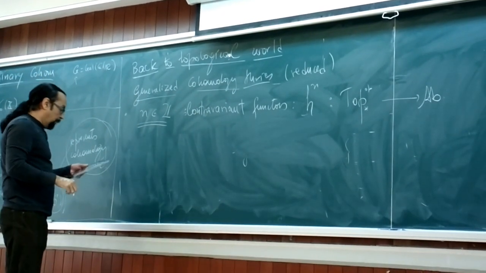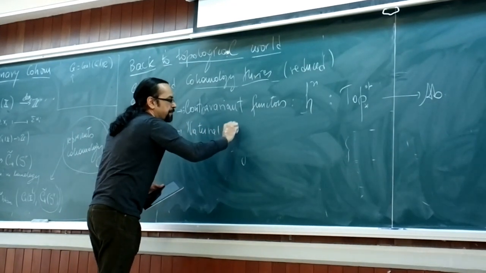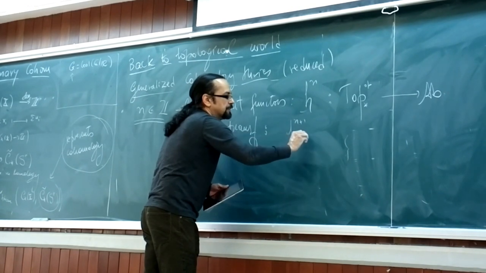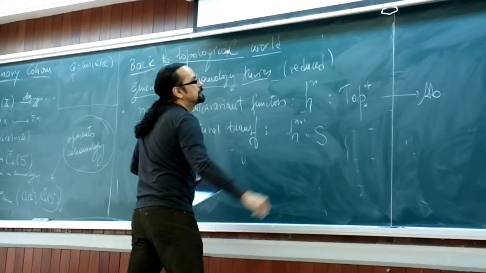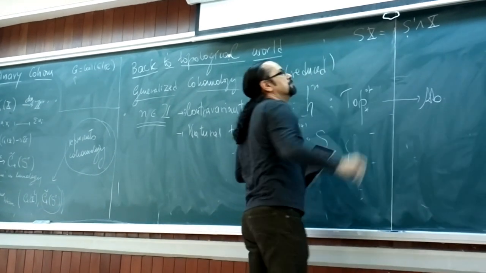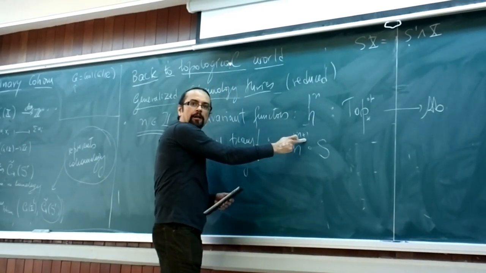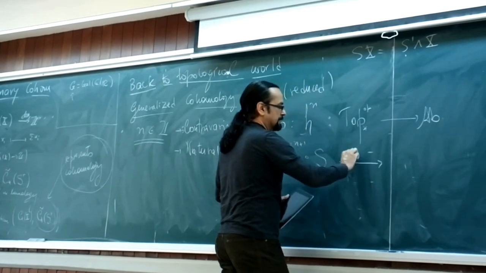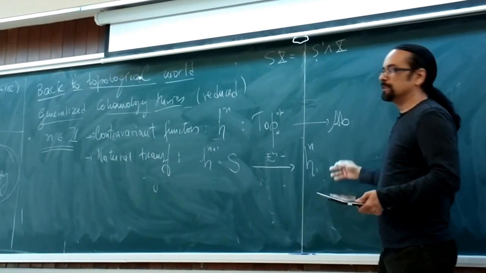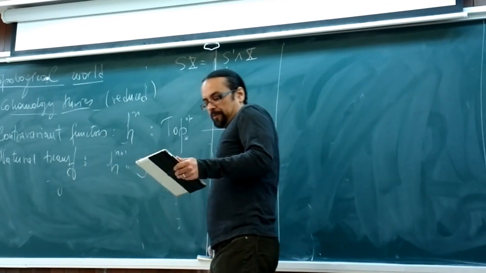Together with a natural transformation, meaning that if I compose the n plus first with a suspension functor, remember that the suspension of a space is simply smashing that space with a circle. Again, I'm placing special emphasis on the circle. So basically, I take the n plus first homology of the suspension of a space, and I have a natural transformation from this to the n homology of the space. This is just representing suspension, which one of the axioms will be this is an isomorphism for every space.